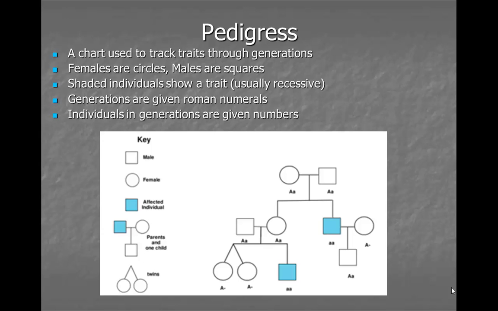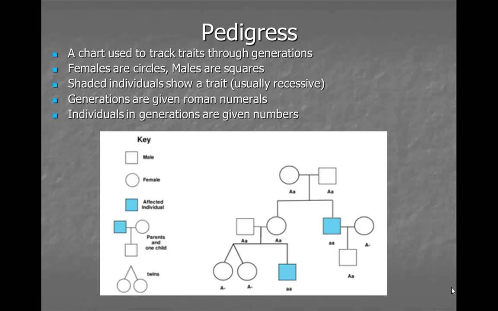The last video that you're going to watch that's going to help you solve genetics problems. And in this case, we're not going to use Punnett squares. Instead, we're going to look at the genetics through generations of a family. And to do that, we're going to use something called a pedigree. So basically, this is pretty simple because a pedigree is just like a family tree. But there are some rules that go with pedigrees.